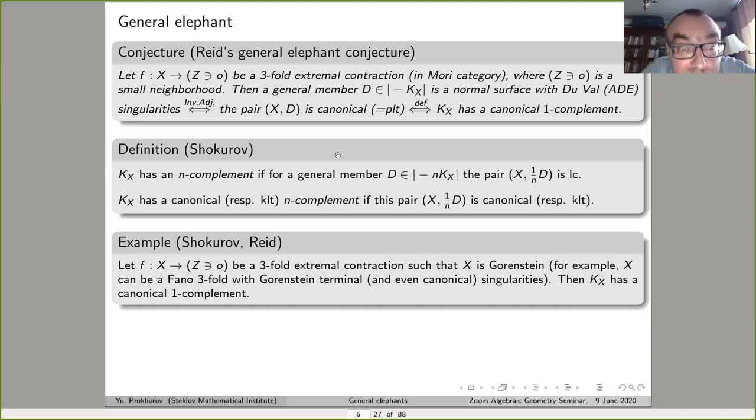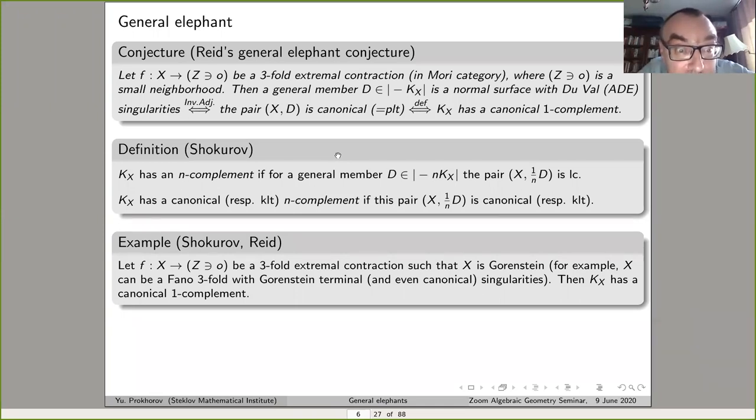Examples of this property appeared a very long time ago. It was put forward by Shokurov and Reid that for a threefold extremal contraction such that X is Gorenstein, I don't consider the Gorenstein case except for this statement, the canonical class has a canonical 1-complement. So, in other words, the anti-canonical class contains a Du Val element.